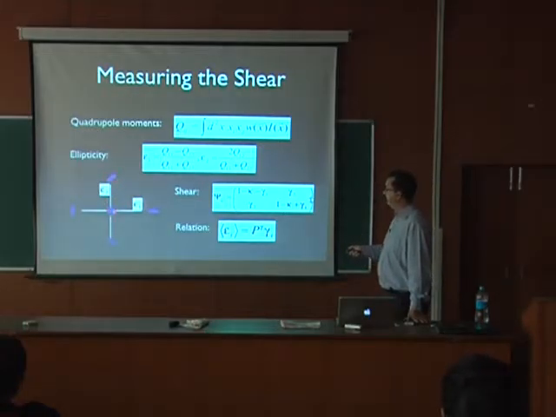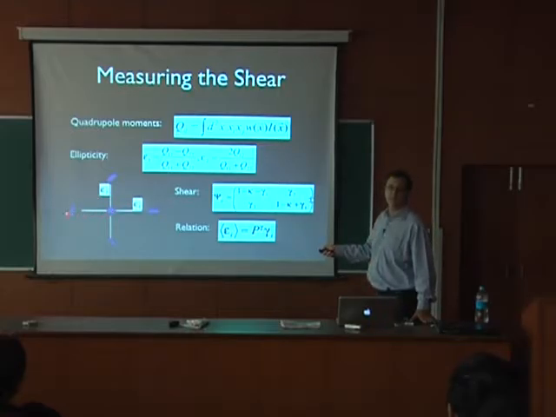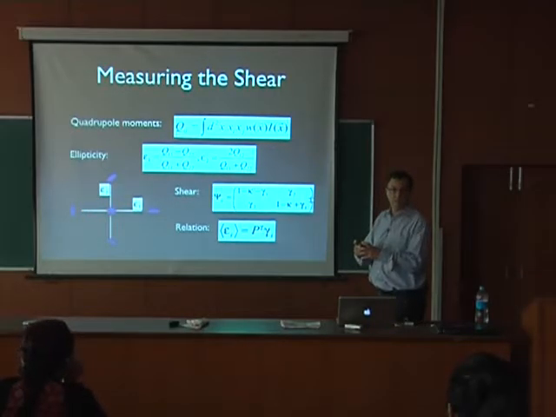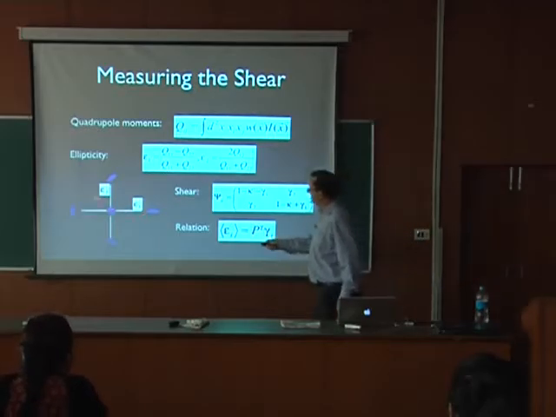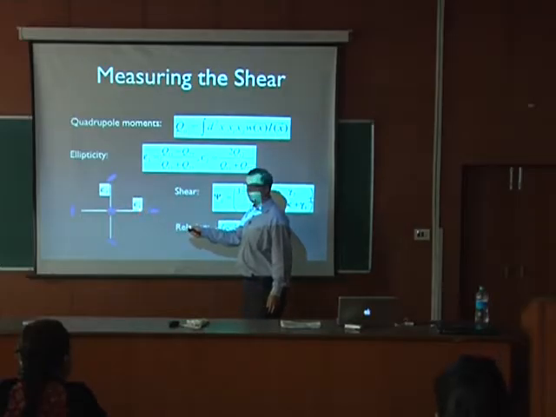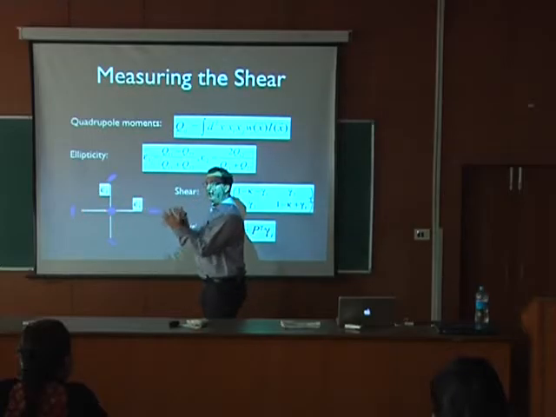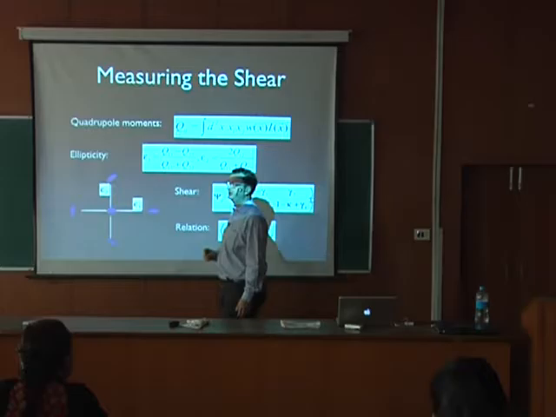So for instance, if the galaxy is circular, then it's easy to see that there's no special direction. So Q11 is equal to Q22, so E1 is 0. Q12 is also 0 because Q12 corresponds to an elongation at 45 degrees. And so this is 0, so the galaxy would be assigned 0 ellipticity. So if the galaxy is circular, you get 0 ellipticity. And then if the galaxy is elongated along the x direction, like here, you get a positive E1 ellipticity. If the galaxy is elongated along the y direction, then you get a negative E1 ellipticity.